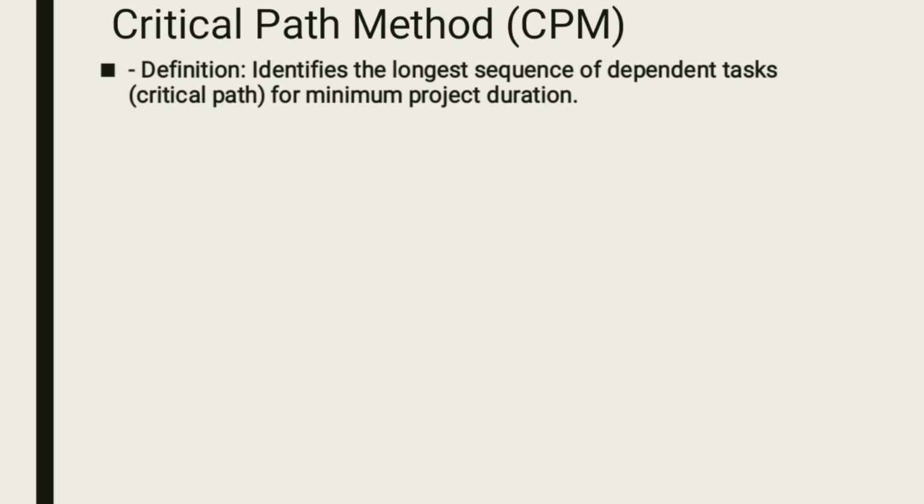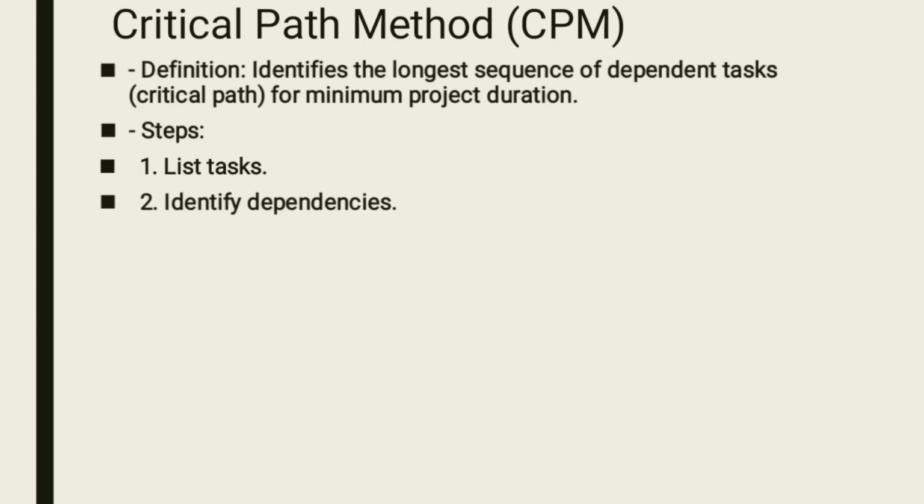The next technique is known as critical path method. On this one, you are trying to identify the longest sequence of dependent tasks. Those ones are going to give you the minimum amount of time that you can take on a project.